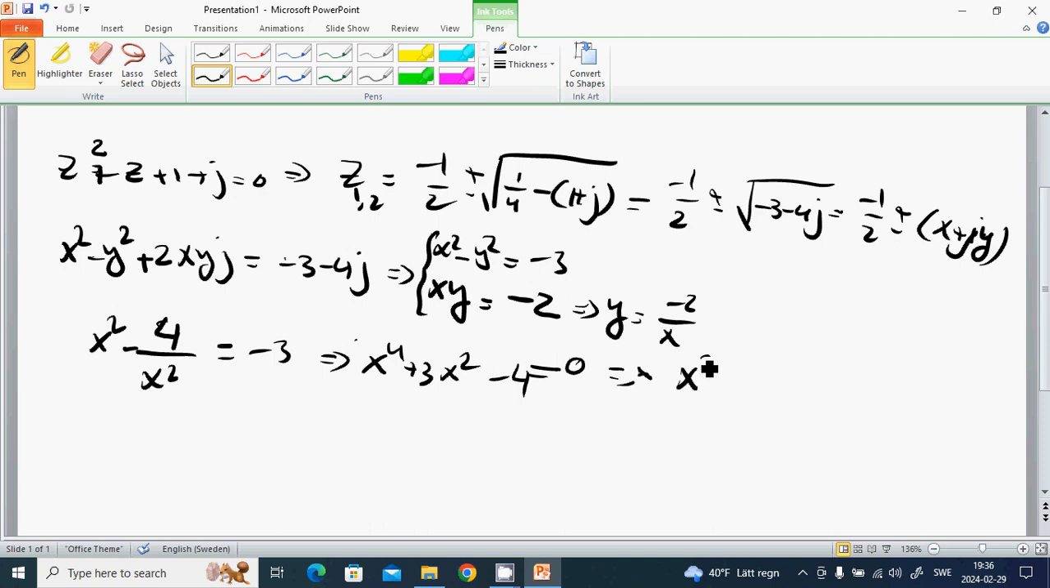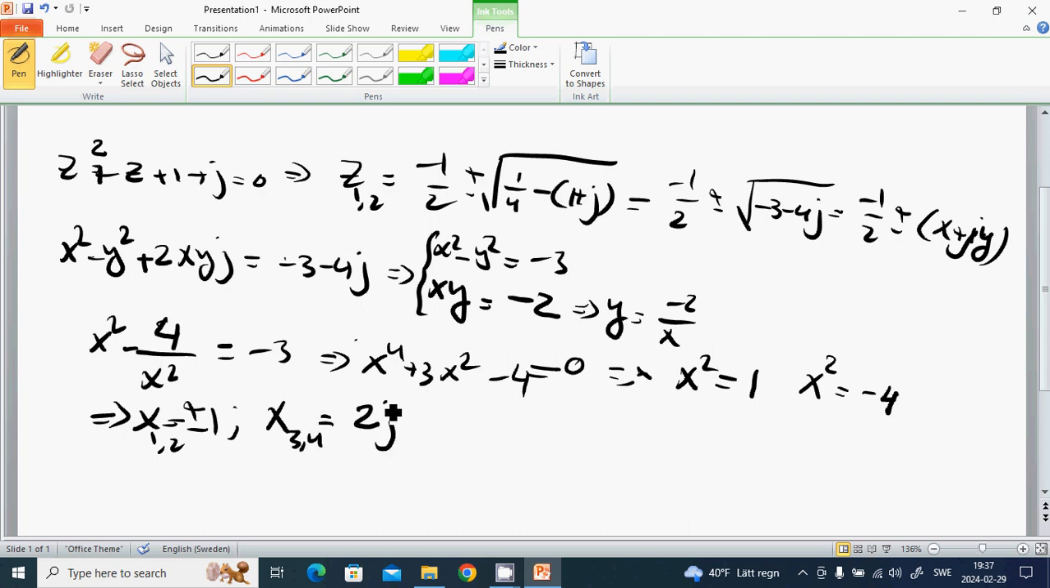Then x² = 1 and x² = -4. Then x = ±1 and x = ±2j, but we have assumed x is a real value, then it cannot be correct, not correct.